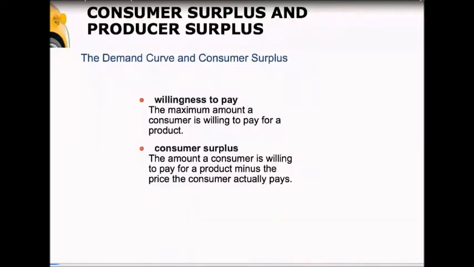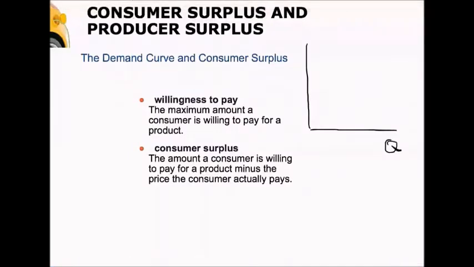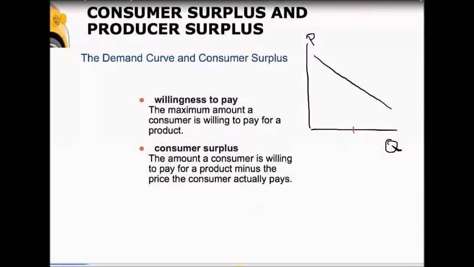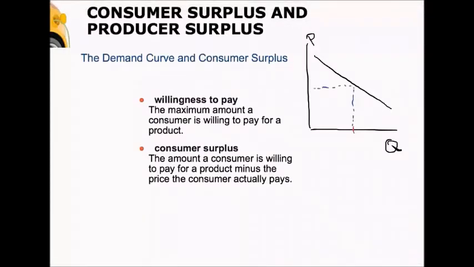Remember what a demand curve looks like. Our demand curve tells us the relationship between price and quantity when we look at consumers. The demand curve says that if you want to buy a certain quantity, what's the willingness that consumers have to pay for that last unit? So we can look at the willingness to pay of consumers by looking at the demand curve. Willingness to pay is the maximum amount a consumer is willing to pay for a product. So if you go up from the quantity and over, that'll tell you the maximum amount consumers are willing to pay for that last unit.